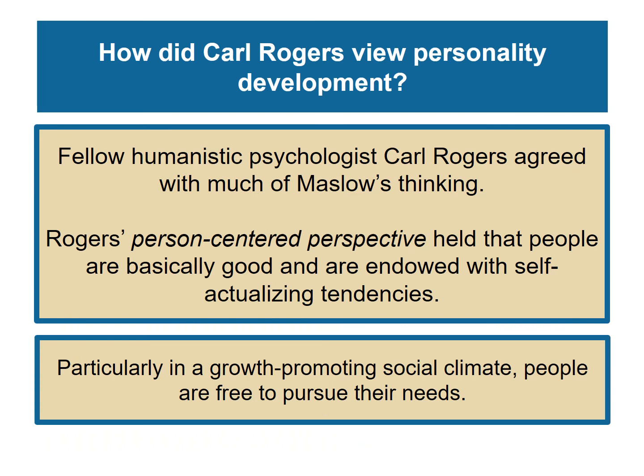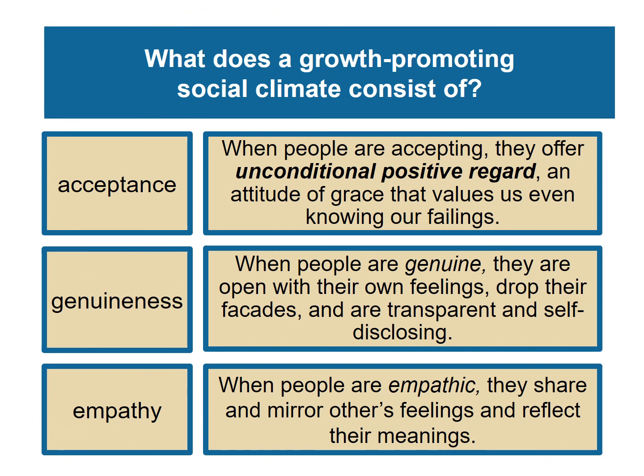How did Carl Rogers view personality development? Fellow humanistic psychologist Carl Rogers agreed with much of Maslow's thinking. Rogers' person-centered perspective held that people are basically good and are endowed with self-actualizing tendencies. Particularly in a growth-promoting social climate, people are free to pursue their needs. What does a growth-promoting social climate consist of? Well, acceptance, genuineness, and empathy.